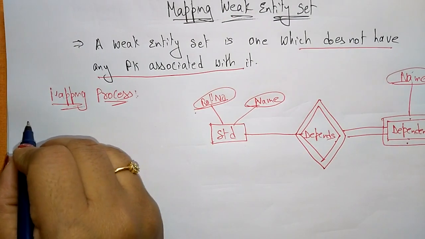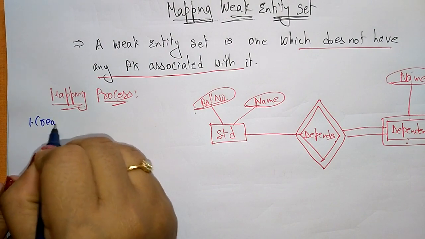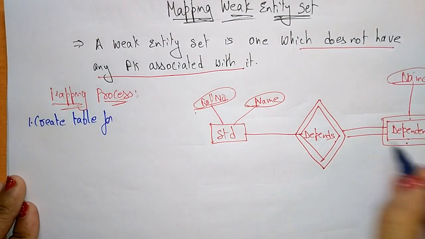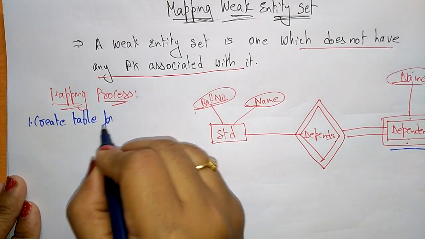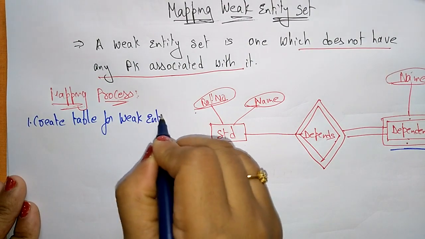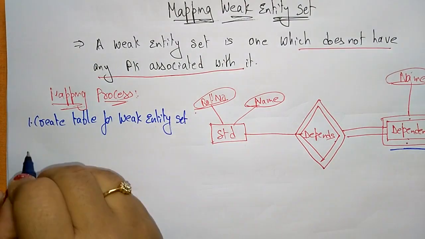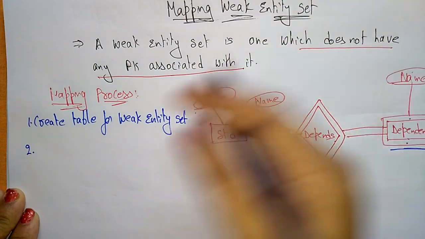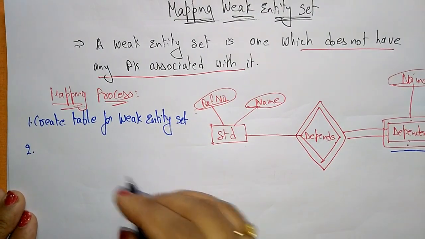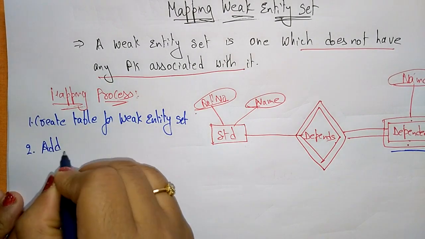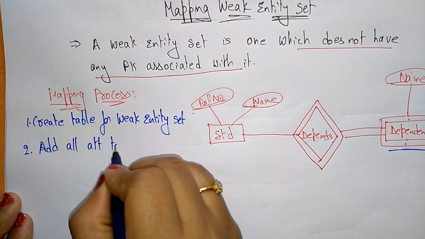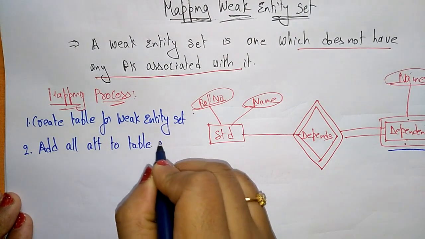First you have to create a table as usual. Create a table for the weak entity set. After that, add all its attributes to the table as fields. So whatever attributes are there, you have to add all attributes to the table as fields.